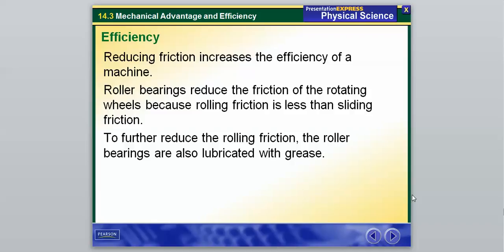Again, there are a lot of different ways to try to increase efficiency. One is by reducing friction. There are roller bearings that reduce the friction of rotating wheels. And again, we talked about how rolling friction is less than sliding friction, so that's why they use those. And to further reduce the rolling friction, the roller bearings are also lubricated with grease. So there are a lot of different things to try to overcome friction to make efficiency greater.